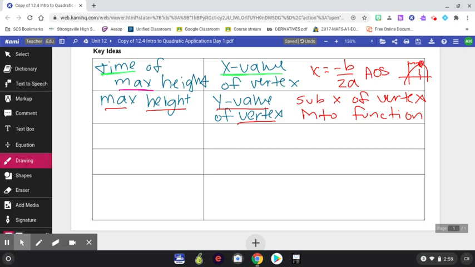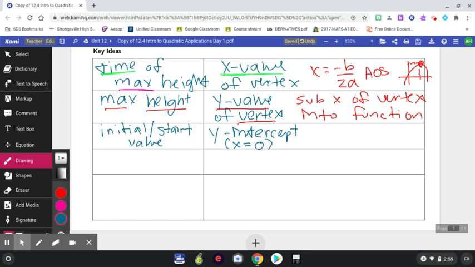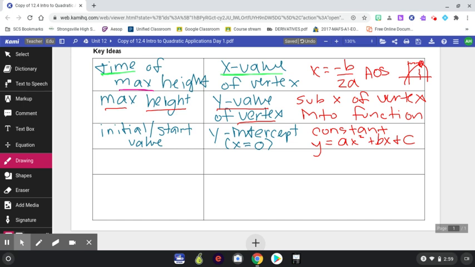Sometimes I'm asked to find an initial height or a starting value, I should say. I guess the outputs will not always be height, but an initial or a starting value. And when I'm asked to find an initial value or a starting value, I'm being asked to find a y-intercept. And remember, y-intercepts occur when the x coordinate is 0. And the y-intercept is always going to be the constant of the function when you're in that form, y equals ax squared plus bx plus c. The y-intercept is that c. When I substitute x with 0, the first two terms become 0.